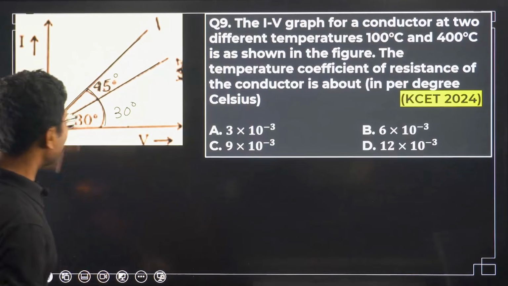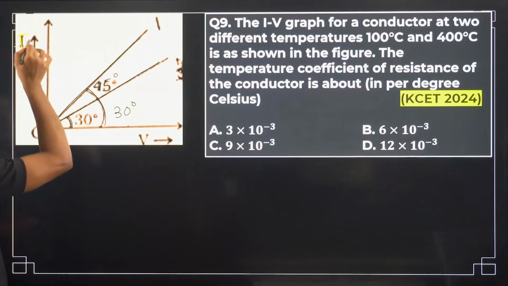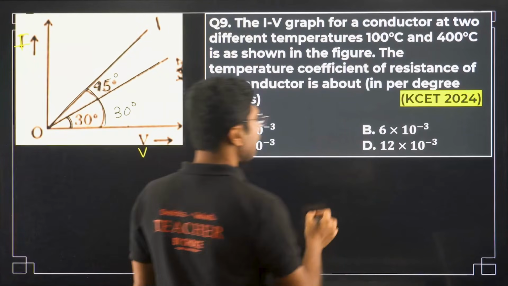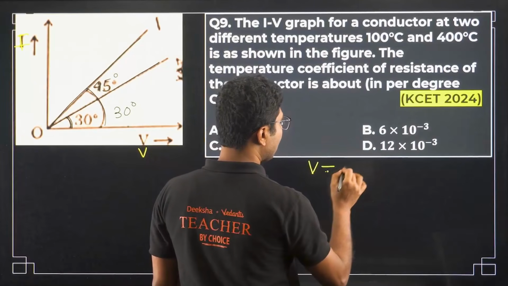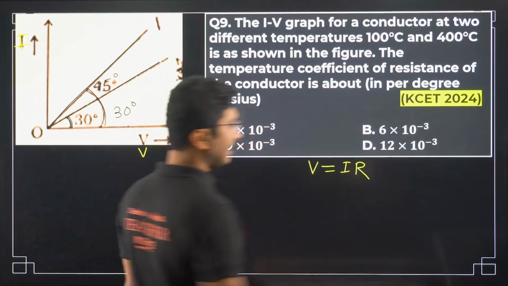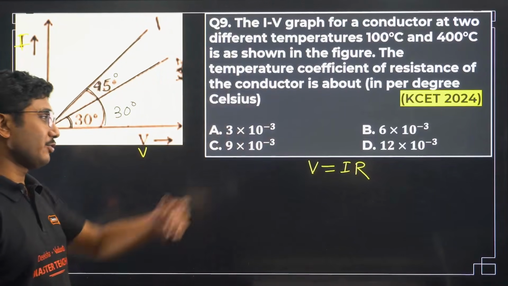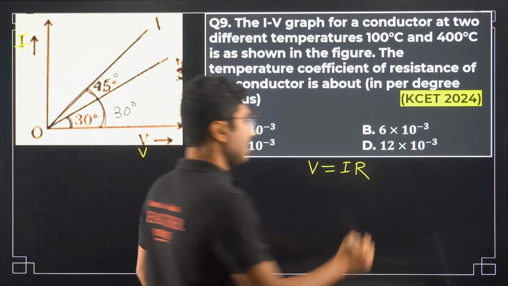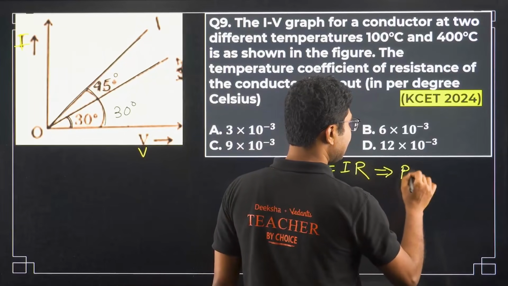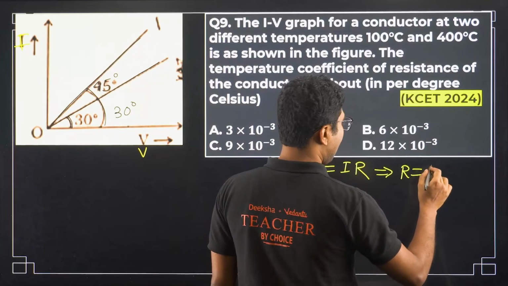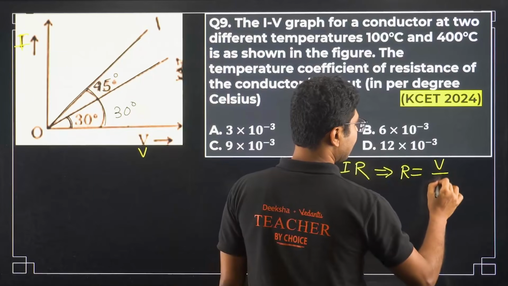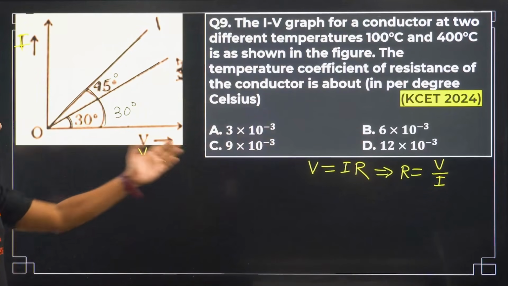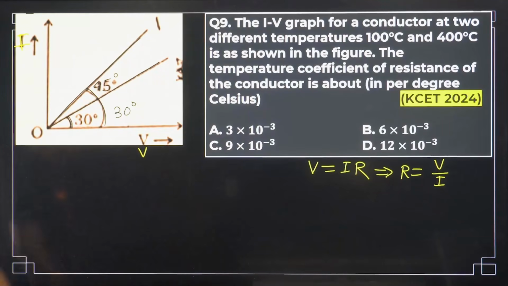Now, what is the graph? Along y we are plotting I, along x we are plotting V. Now what is the relationship between V and I? V equals I R. They asked you to find the temperature coefficient of resistance, so obviously from this graph somehow we have to calculate the resistance. So what is resistance, by the way? Resistance is given by V by I, right? So V is along the x-axis, I is along the y-axis.